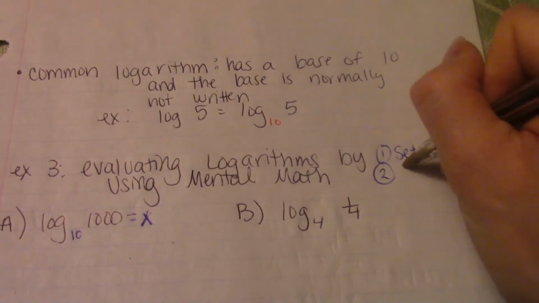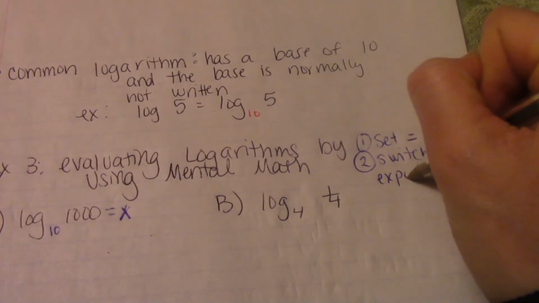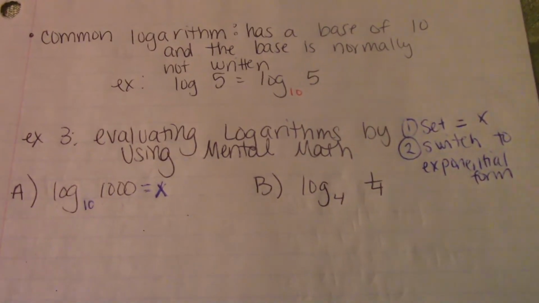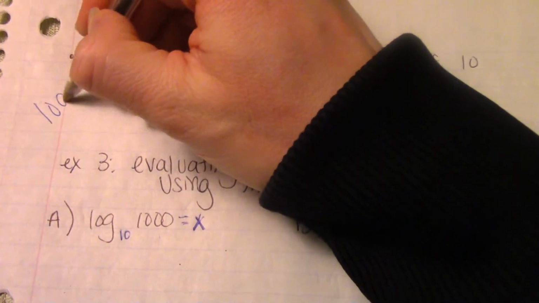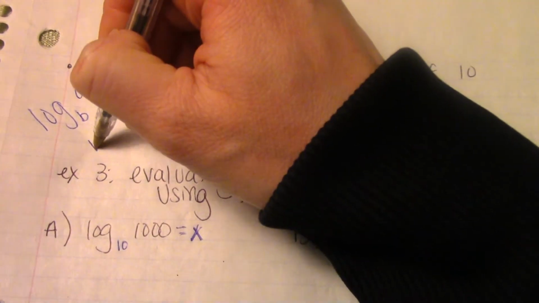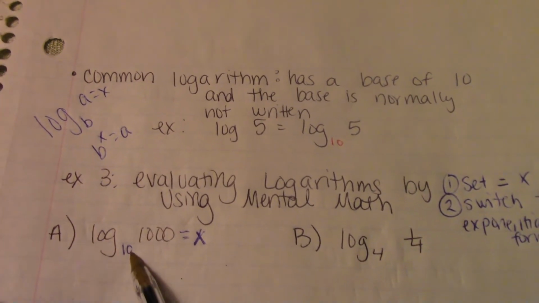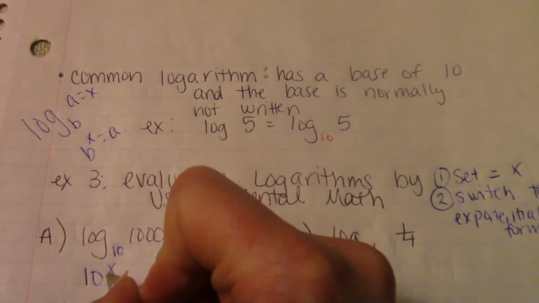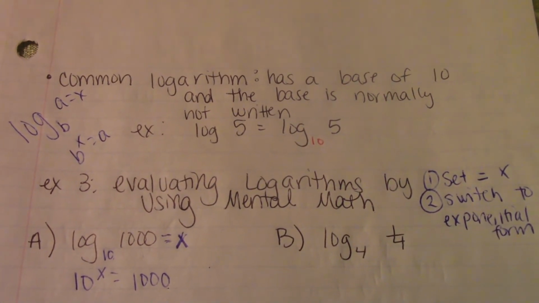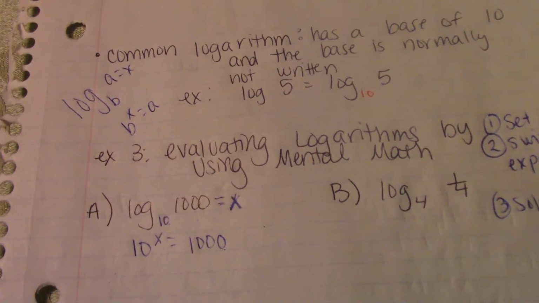Second thing is we're going to switch to exponential form. And if we remember that, this says log b of a equals x, so we want it to say b^x equals a. So 10 to the x equals 1,000. So now we're going to solve for x.